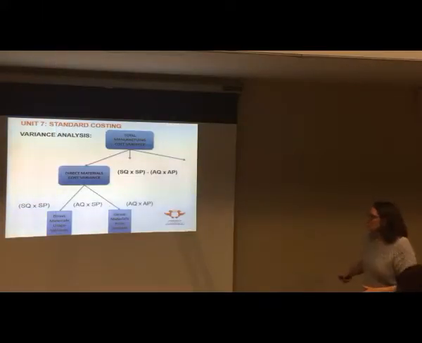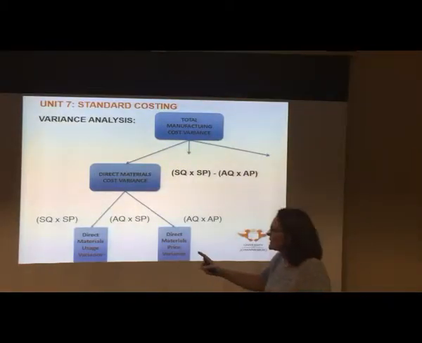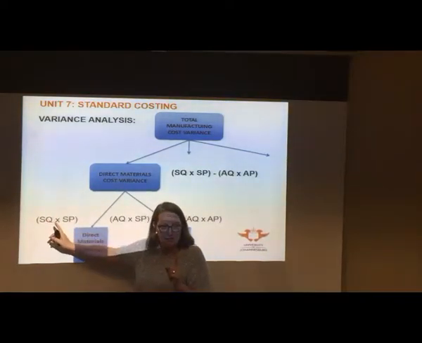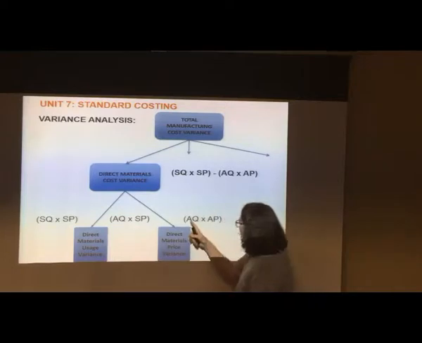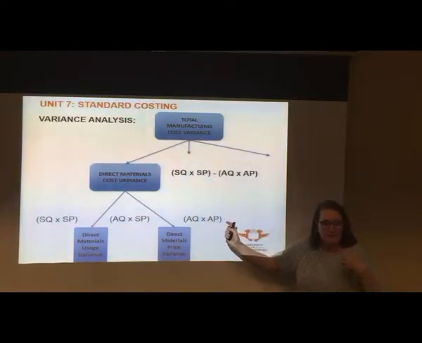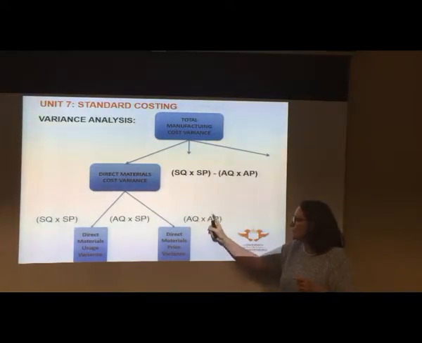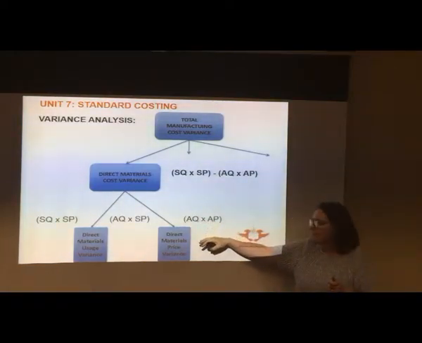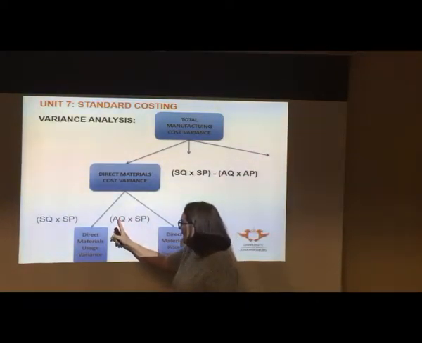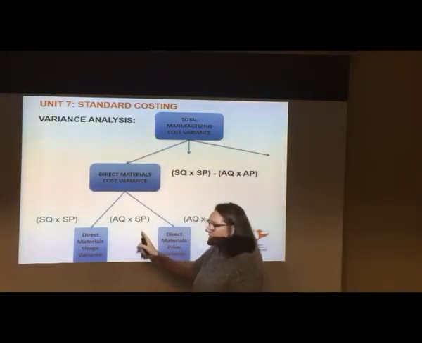Okay? We calculate three amounts. So we do the standard quantity times the standard price. That's the first calculation we do. Then we do the actual quantity times the actual price. In some of the questions, they give you the rand amount of the actual quantity times the actual price, so you don't have to even do that calculation, you've been given the number. Then you have to multiply the actual quantity by the standard price.